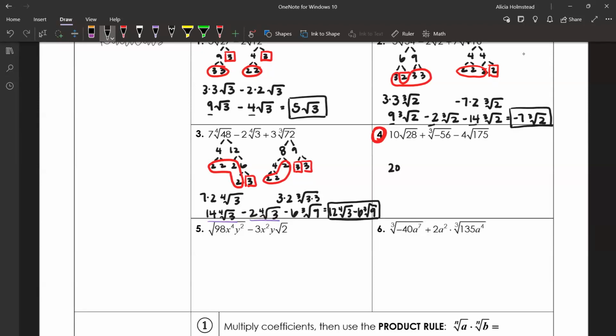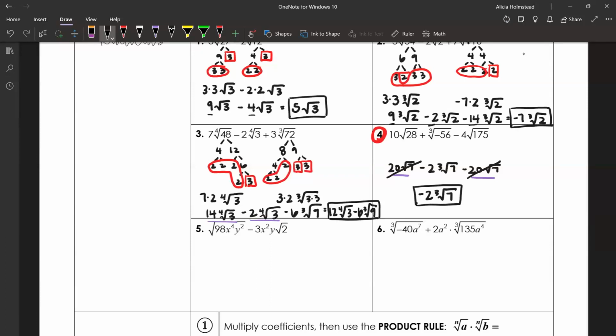Okay, this is going to simplify to 20 square root 7, and then negative 2 cube root of 7, and then this next one will be 20 square root 7. These two are the same, so we can combine them. Even though they all have the same radicand, you got to make sure that they all have the same index as well. 20 minus 20 is 0, so these actually go away, and we're just left with negative 2 cube root of 7. That is our final answer.